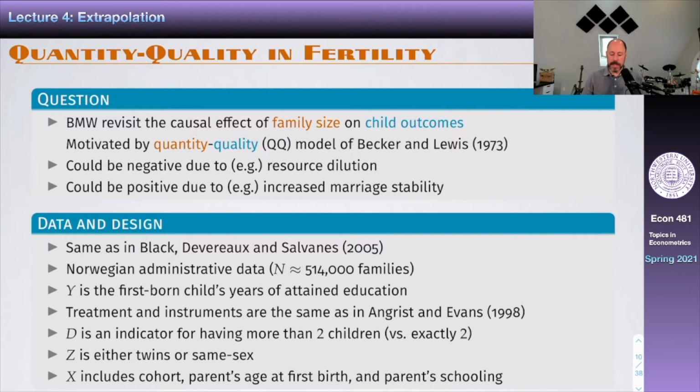The data here has been used in other papers, for example this one by Black, Devereux, and Salvanes, and it has a lot of data from Norway. Y is the firstborn child's years of attained education. That's our outcome. The treatment and instruments are the same as we described in the paper of Angrist and Evans. D is an indicator of having more than 2 children versus exactly 2. Remember, Z is either twins or same sex. We're going to be using the same sex mostly. And X includes covariates, the usual suspects. All right.